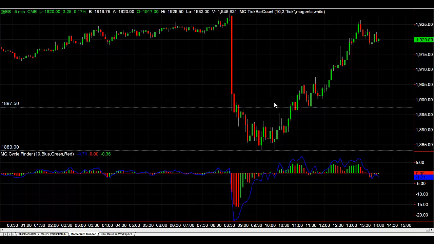We're going to take a look at the S&P. We had non-farm payroll today. It's the first Friday of the month, so you have non-farm payroll every first Friday. And we're going to look at the market cycles that happen with the S&P using this 5-minute chart.